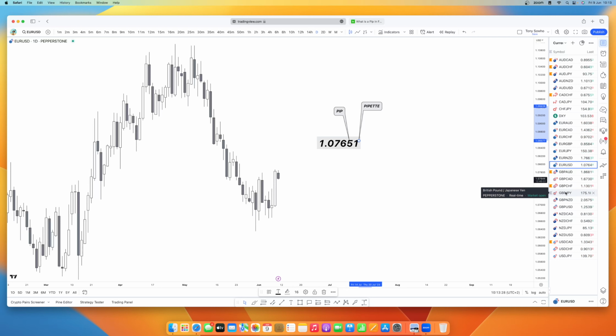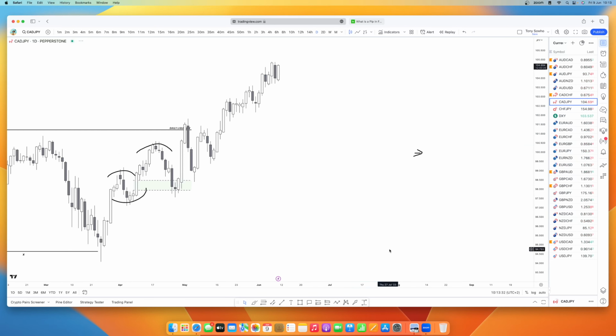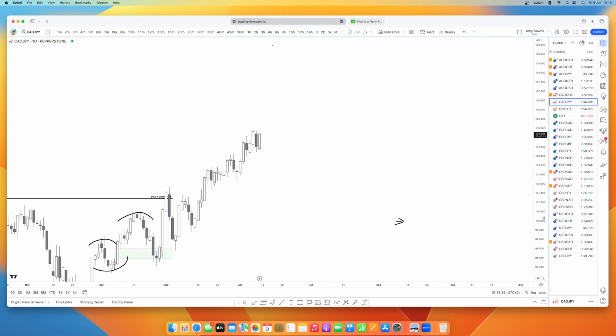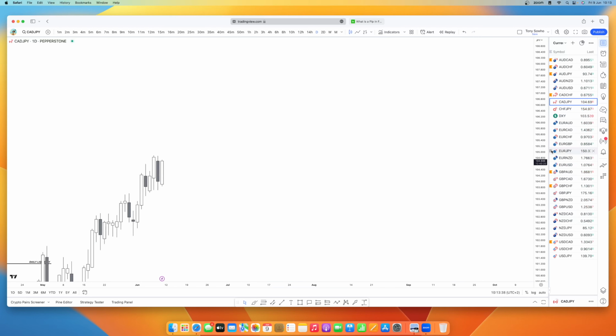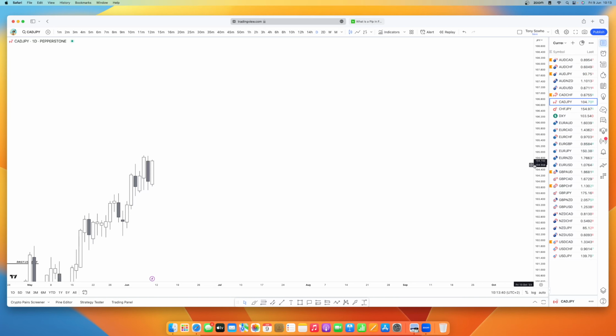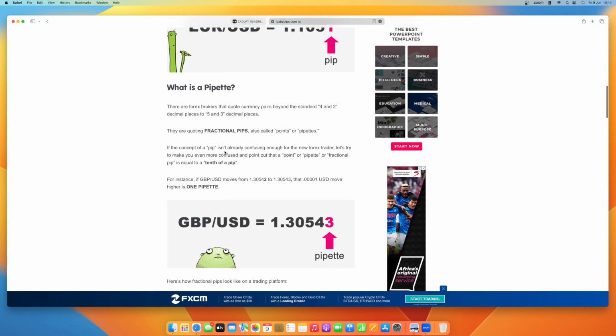Now, let me show you an example. Let me go to CAD JPY. What is the present exchange rate for CAD JPY? You can see 104.700. Let's change to 702. Now, this is not 4. How many numbers are after the decimal? 3. The last one being the pipette, the second one being the pip. So let's see what Babypips has to say about that.